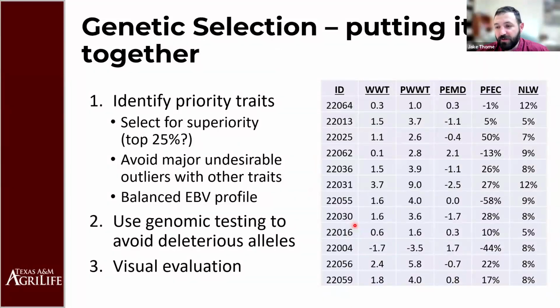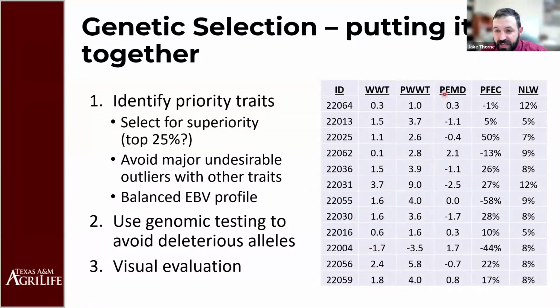But if I've got all this data and I'm trying to identify a stud buck or keeper individuals, this is the way that I go about it. I first look at those EBV profiles and that quantitative information and think about what are the priority traits that I'm really trying to change.